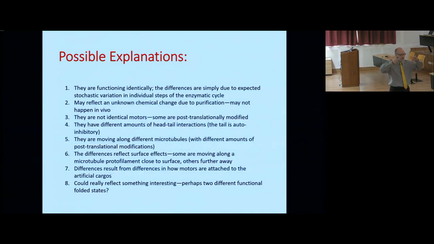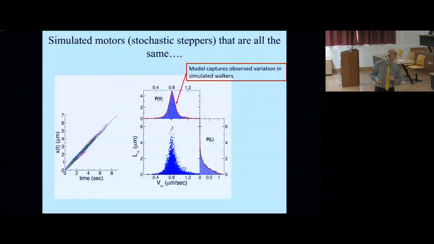There could be surface effects because you have your microtubule that's sitting on your surface, and so you could be moving along the top protofilament versus the side one. There could be differences in how the motors are attached to these artificial cargoes, or there could be something really interesting like maybe different fold fates. So let's go through them all.